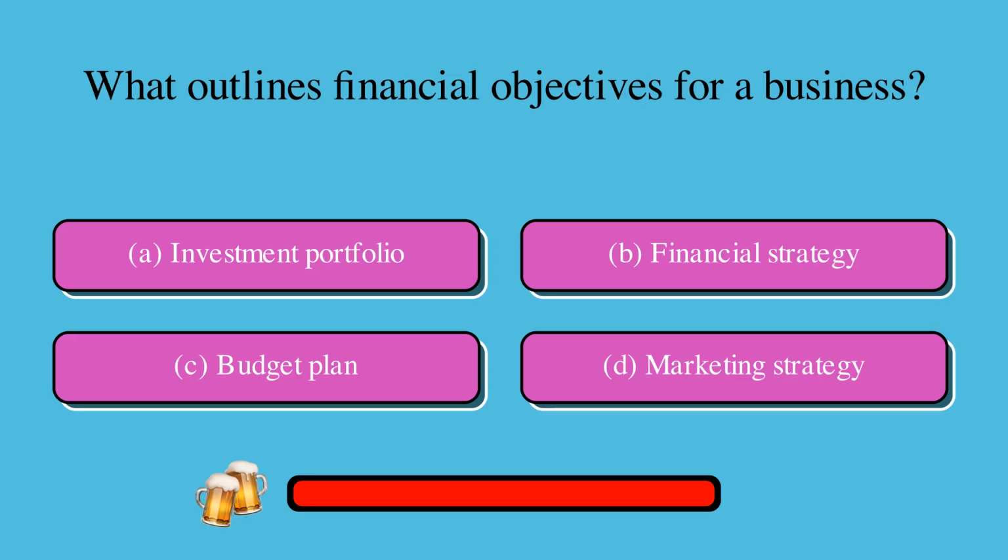What outlines financial objectives for a business? Is it A, investment portfolio, B, financial strategy, C, budget plan, or D, marketing strategy? The correct answer is B, financial strategy.